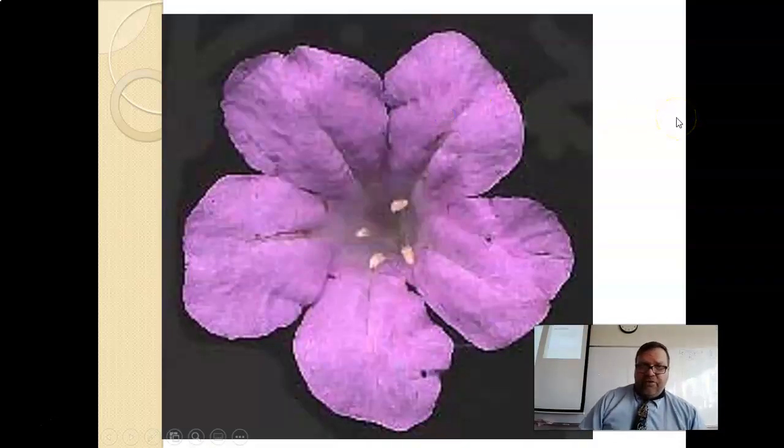Here's an example. Let's count the petals. 1, 2, 3, 4, 5. Multiples of 5s or 4s. So 5, 10, 15, 20, or 4, 8, 12, 16. Always in those arrangements.